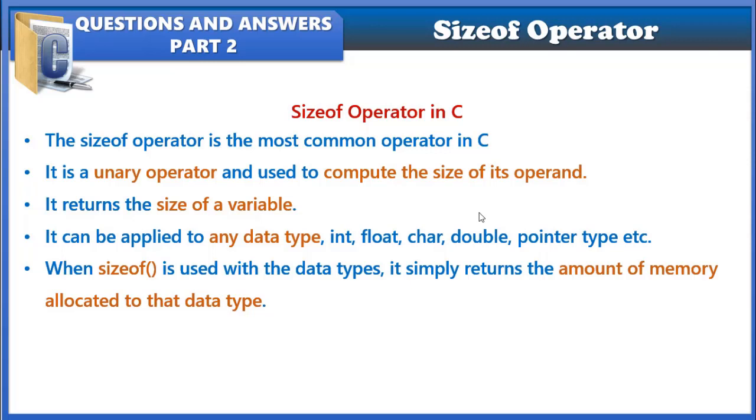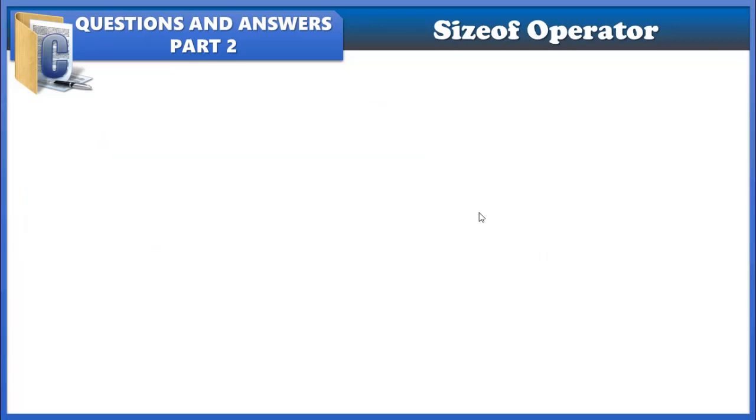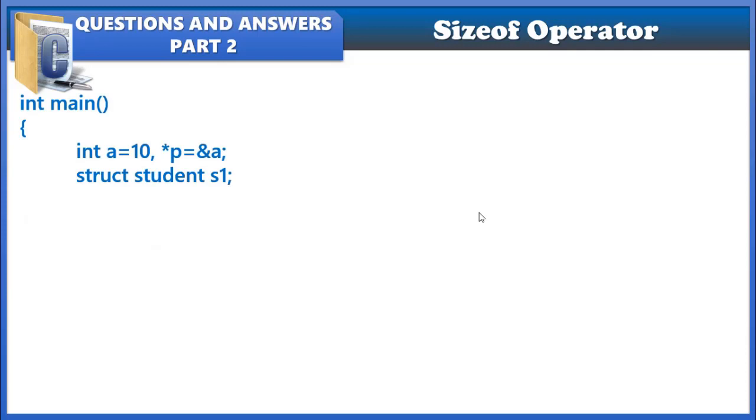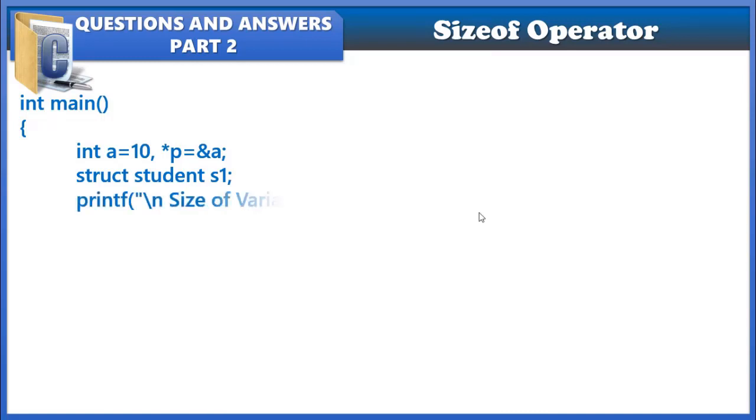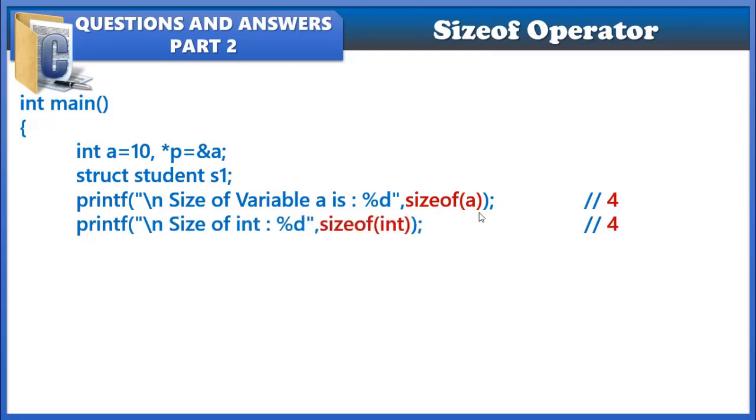So to understand this concept, let's take one example. Here in this program, I've used three variables: one variable of type integer, one pointer of type integer, and one structure variable of type student. The student structure contains three members: first one is roll number, second one is average, and third one is name of the student. In the first printf statement, I am displaying sizeof A, and A is of type integer, so it will display 4. In the second printf, I am using sizeof int.